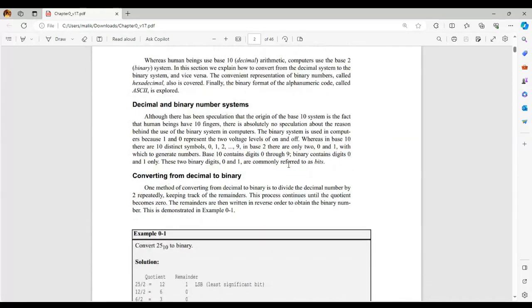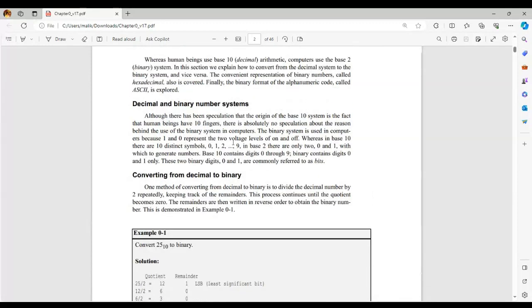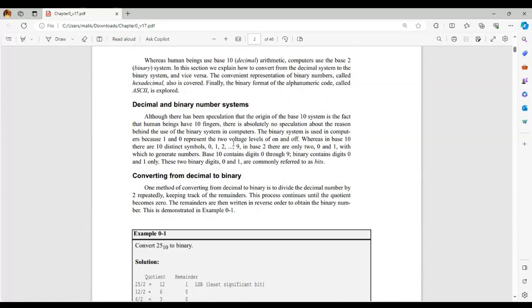Starting from the binary numbers. Binary numbers are the numbers whose base is two. Only two digits can be represented in binary. They are 0 and 1. Let me show you a table here.